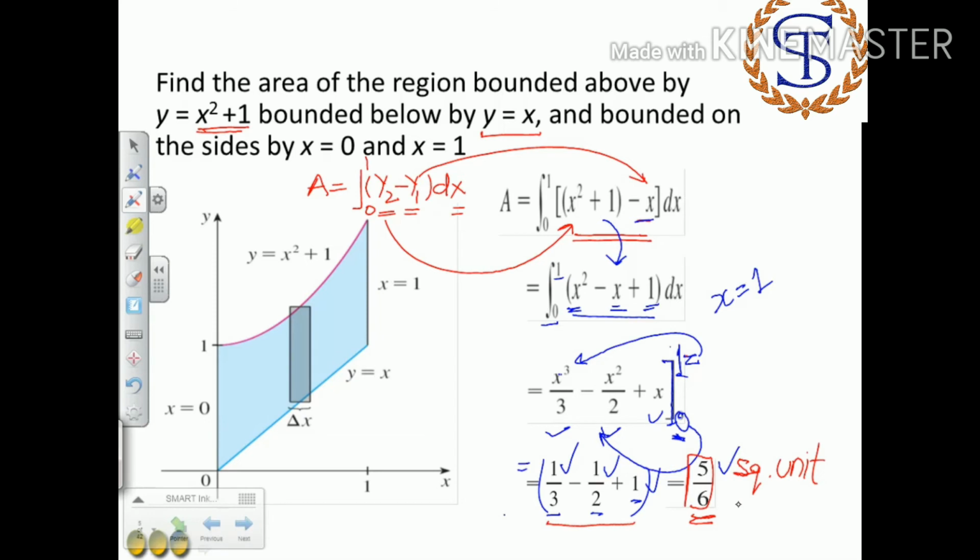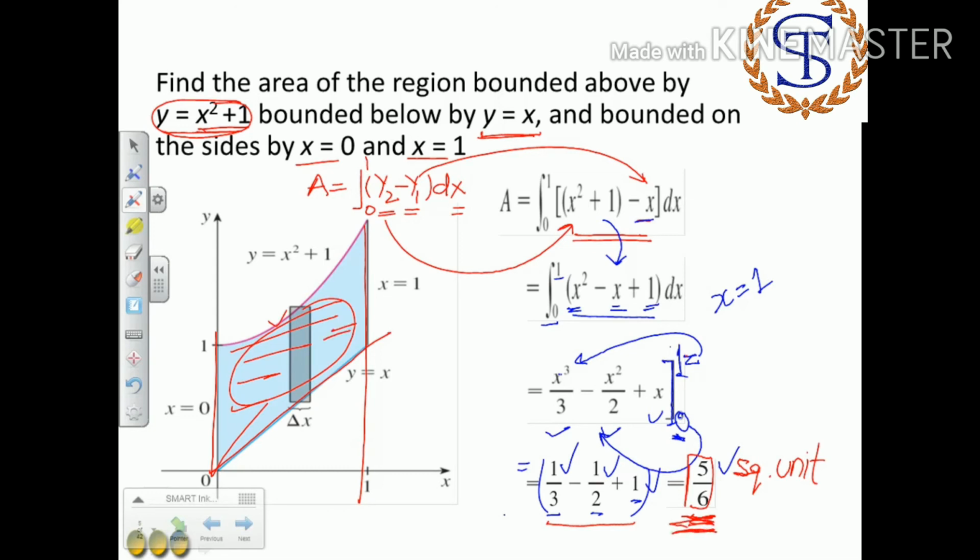Now this is the area 5 upon 6 of this area bounded by the curves given in the question. This is the parabola which we have drawn, and this is the line. This also we have drawn here, and these are the two vertical lines, x equal to 0 and x equal to 1. So this is the area bounded by the curves, and the area of this region is 5 upon 6.